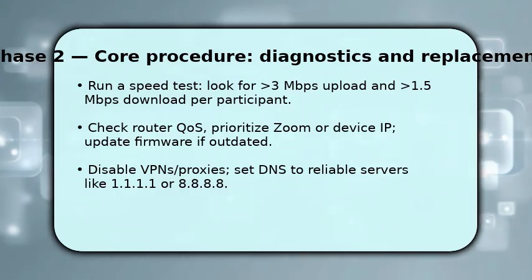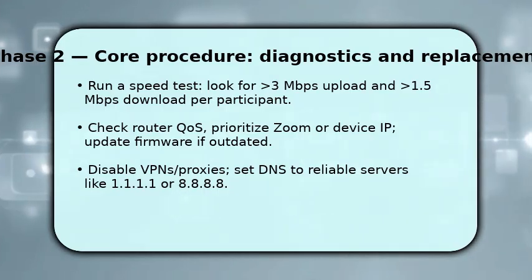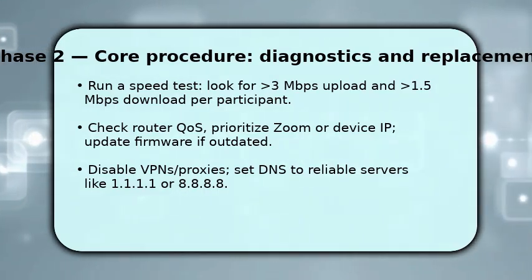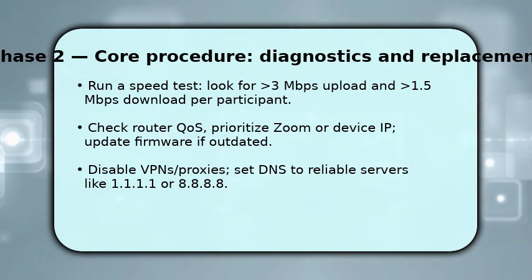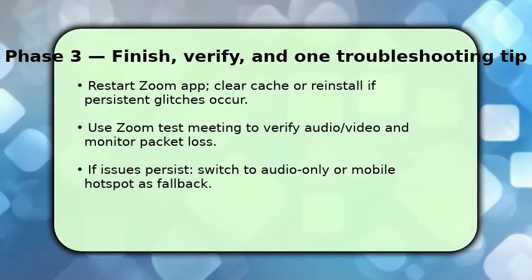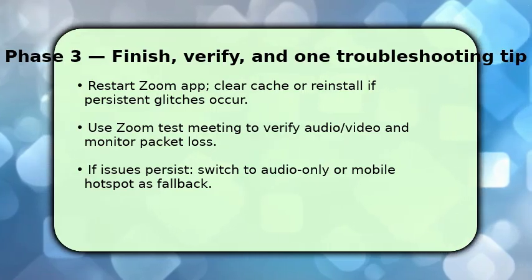Once done, disable VPNs and proxies that add latency and set DNS to reliable servers like 1.1.1.1 or 8.8.8.8 to speed name resolution. Make sure to note firmware updates and finish by restarting the Zoom app. If problems persist, clear the app cache or reinstall to remove corrupted settings.